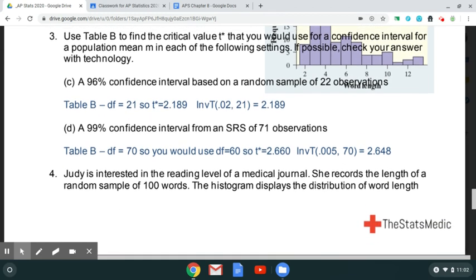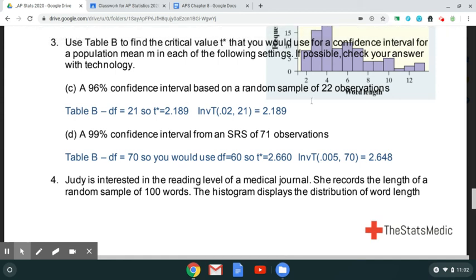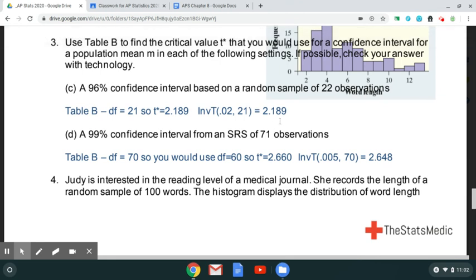Okay, so were you able to use table B to do a 96% confidence interval based on a random sample of 22 observations? Did you get your T star at 2.189? Did you get, for a 99% confidence interval, if you use the table, 2.660? If you used inverse T, you got 2.648. Remember, these are your critical values. These are your T stars.